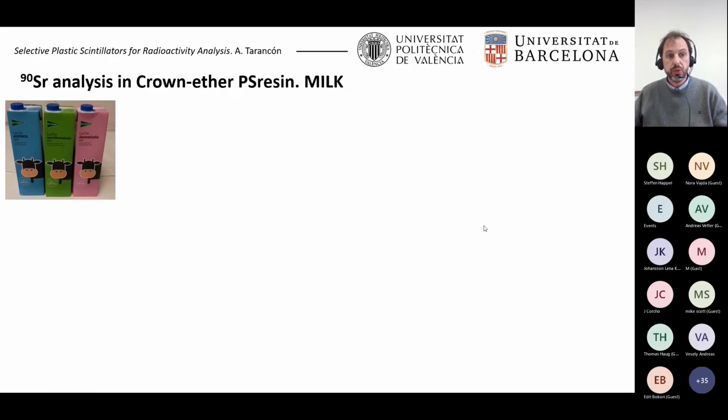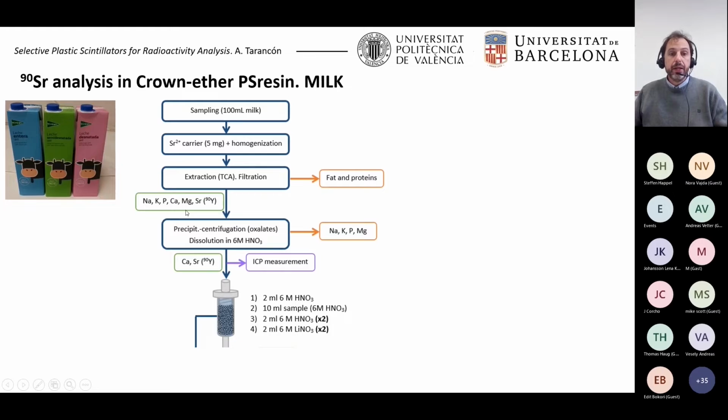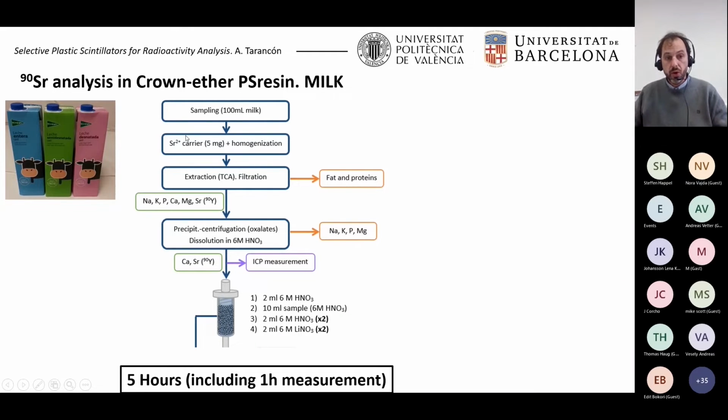I will show you two. The analysis of milk. This is done in collaboration with the Universidad Politécnica de Valencia. In this case, the sample treatment with a sample of 100 milliliters of milk is use of trichloroacetic acid to remove fat and proteins, and then precipitation with oxalates, and then the sample dissolved in nitric acid 6 molar is passed through the cartridge. This whole procedure can be done in 5 hours, including 1 hour for measurement, so it's a very fast method.